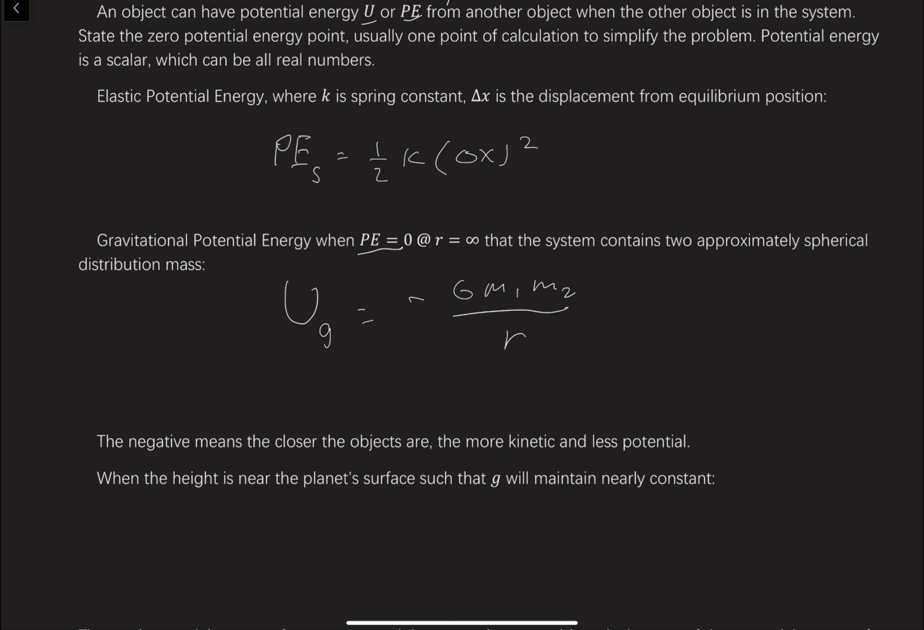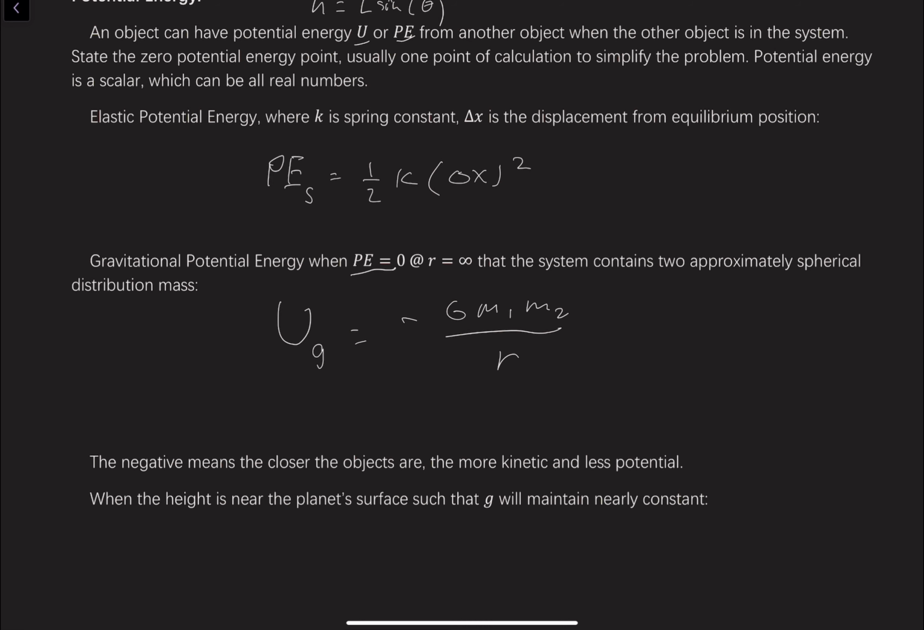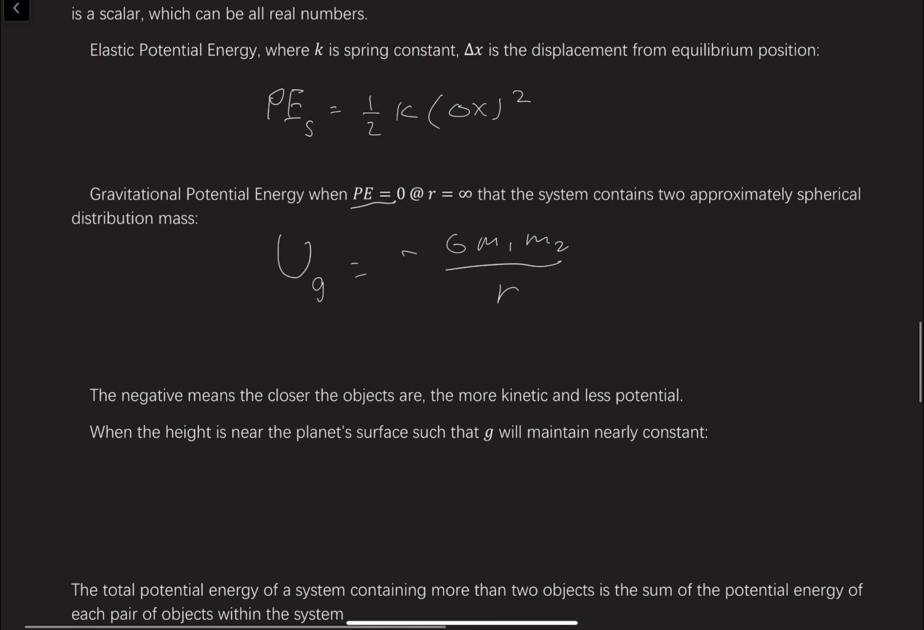M1, M2 over R. This negative means that the closer the objects are, there must be more kinetic and less potential. Since you want to balance the equation, as they get closer, it will become more and more negative. And if you want the mechanical energy to be constant, there must be more kinetic.